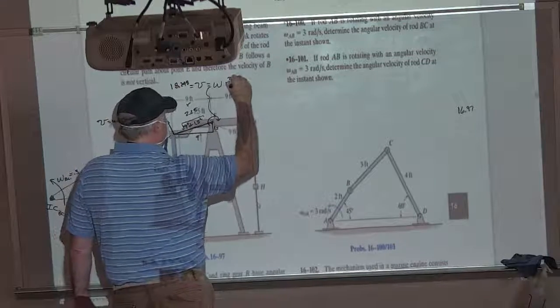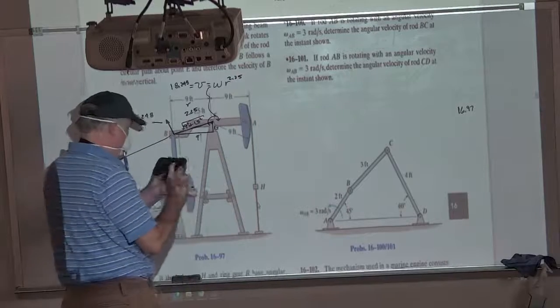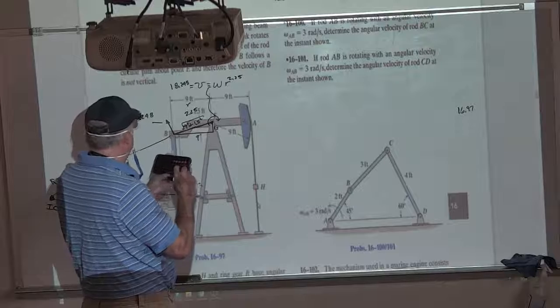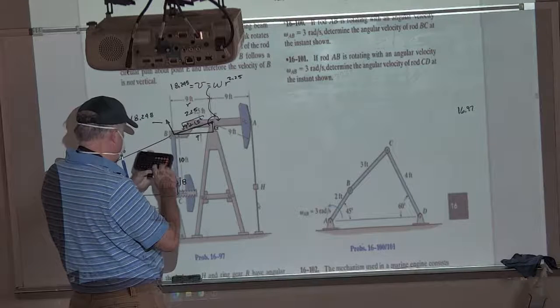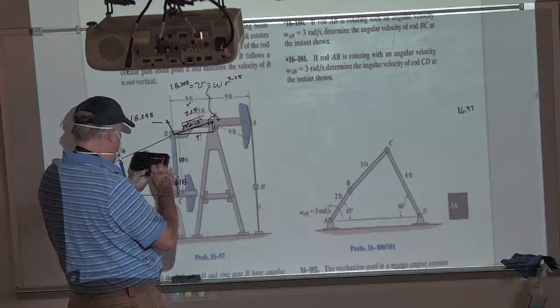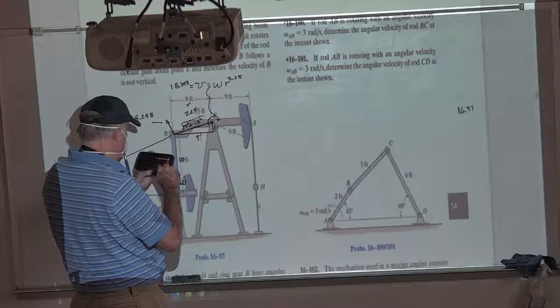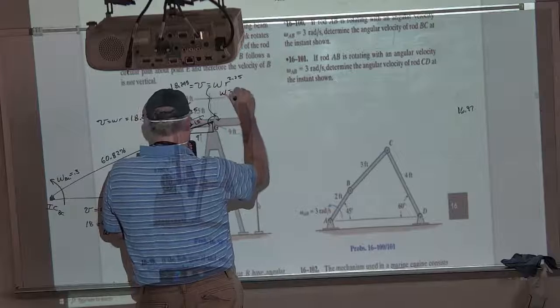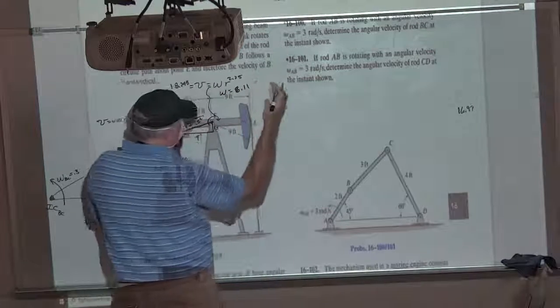This is equal to 2.25, giving you an omega of 248, 2.25, giving you an omega equal to 811.